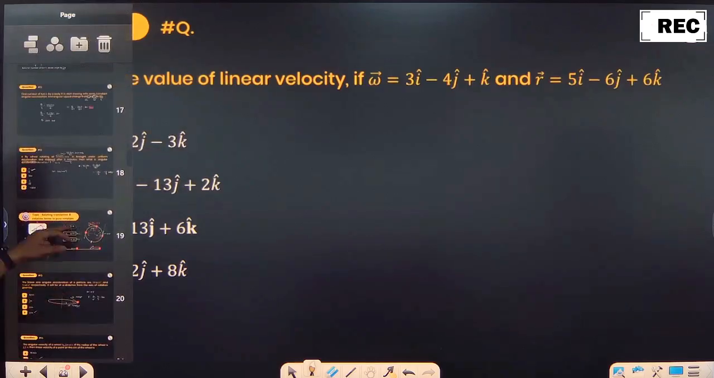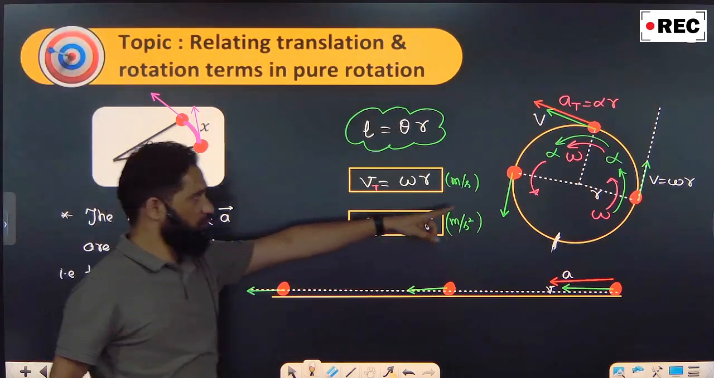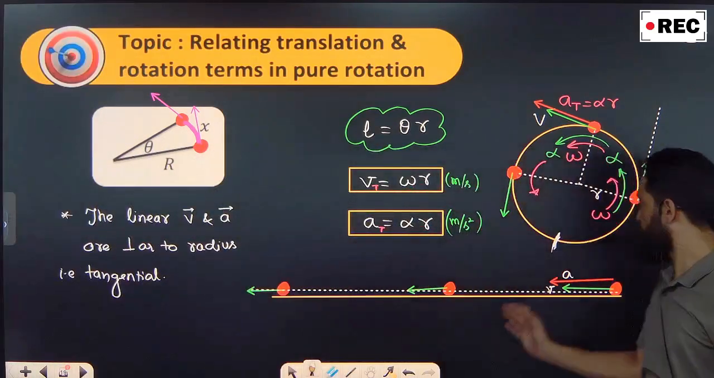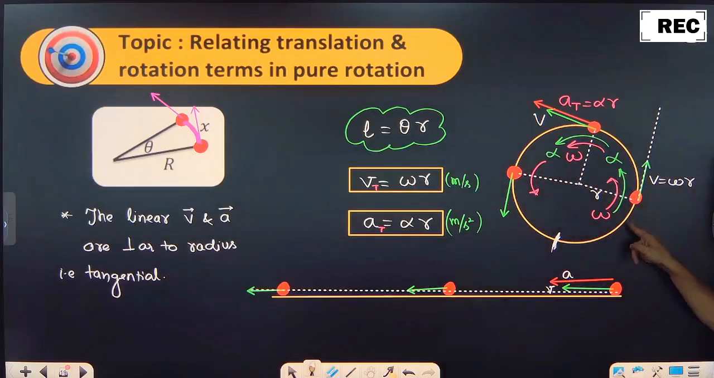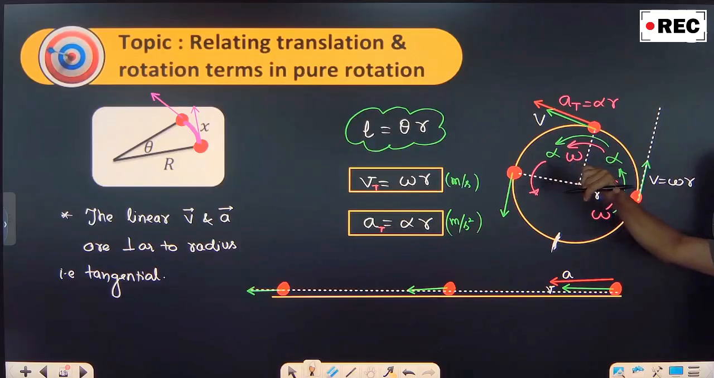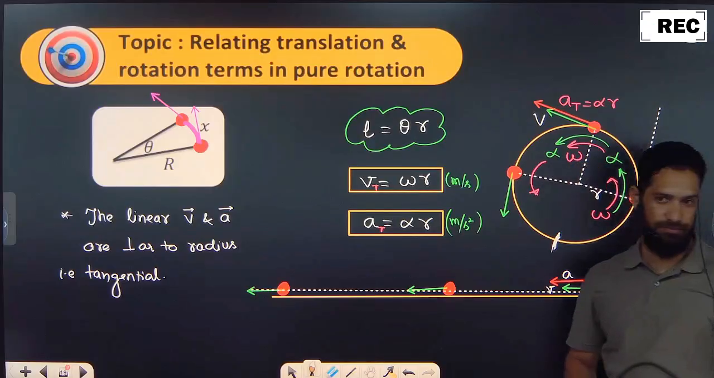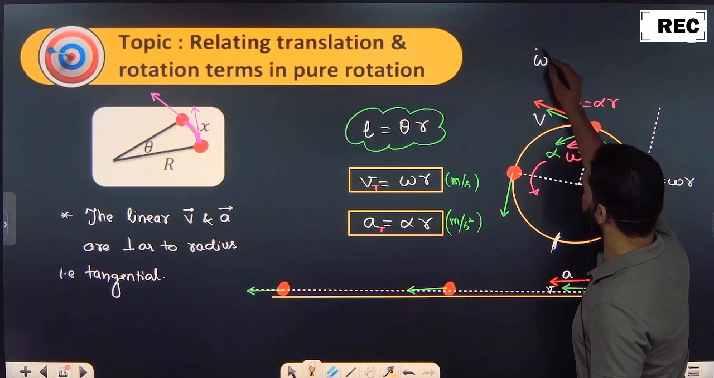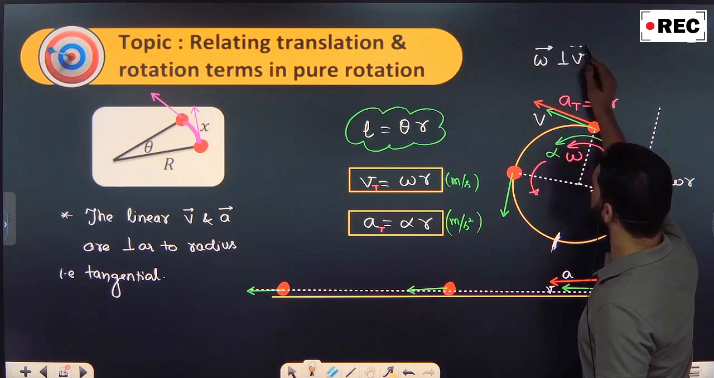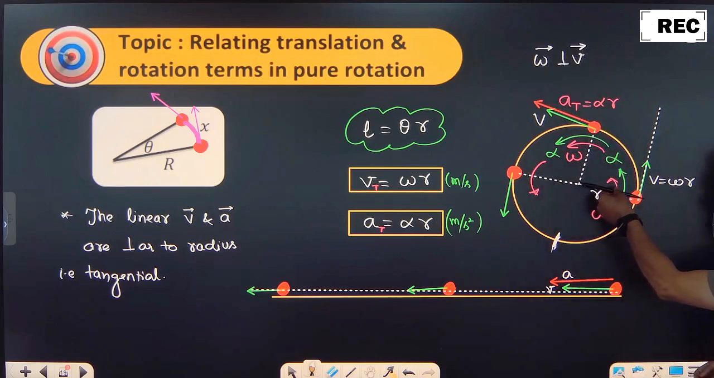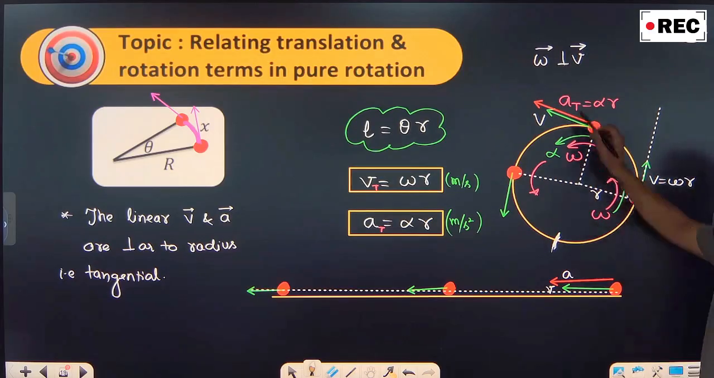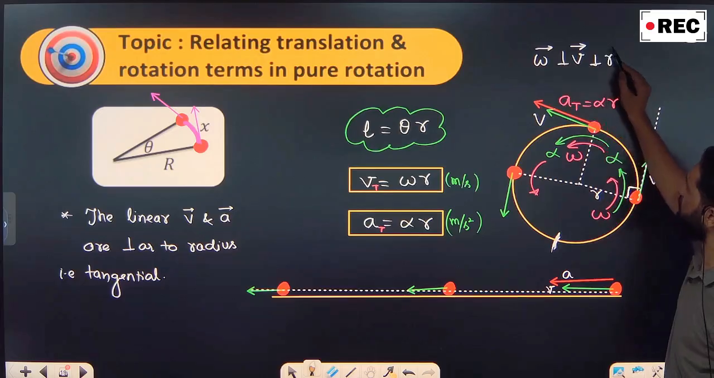You tell me one thing first of all. What is the direction of omega? Direction of omega कहाँ है? Out of board. Direction of v क्या है? On the board, right? Can I say omega vector and v vector are perpendicular? Omega vector is perpendicular to v vector. And also this r vector is perpendicular to v vector. It is tangential. So I can say omega is perpendicular to v is perpendicular to r.